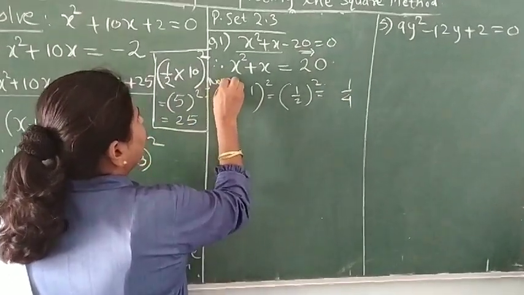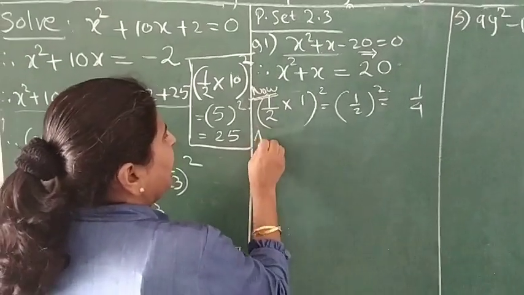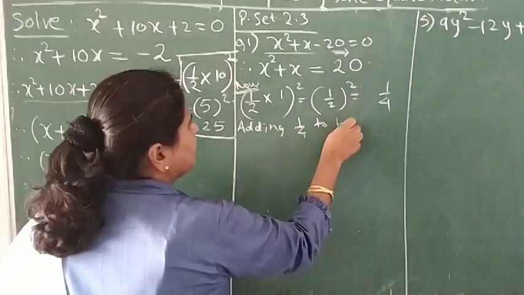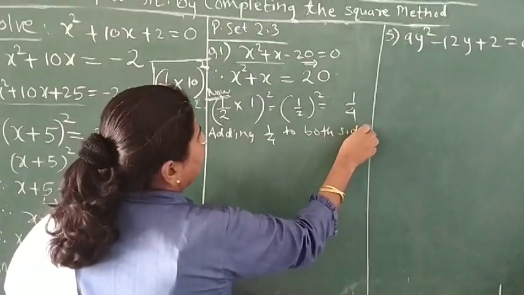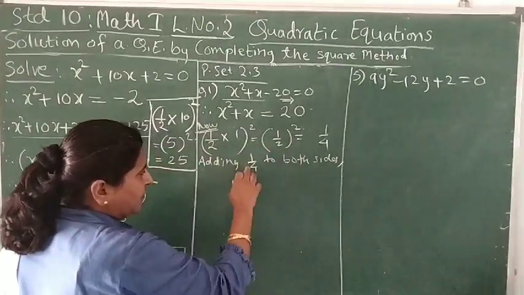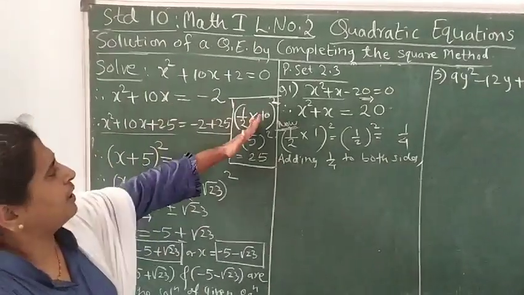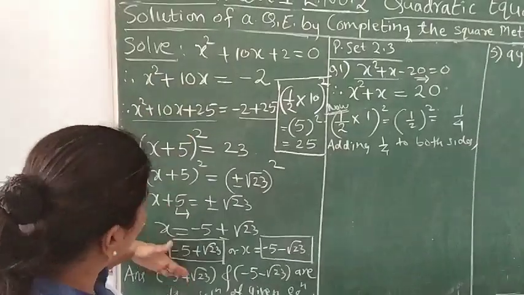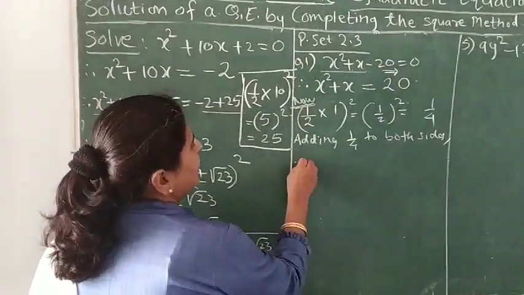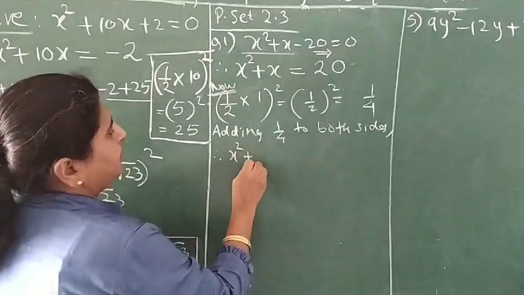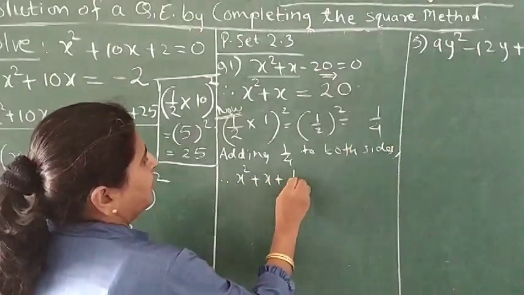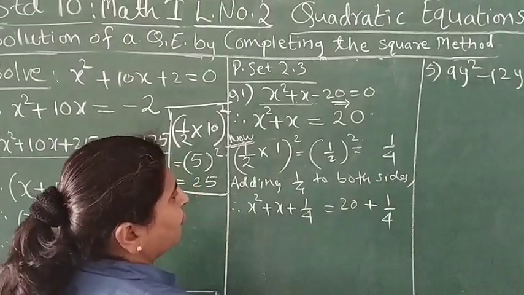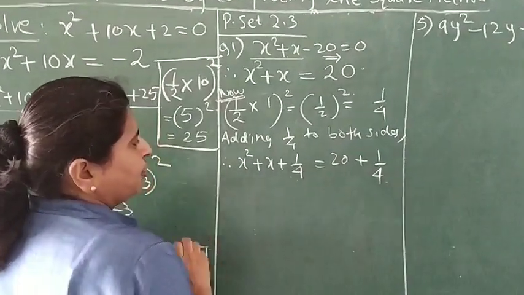You can write it something like this. And then you can write, adding 1 upon 4 to both sides. What do we get? If you are doing it here, you should write like this. If you are doing this calculation on the right side, you can have a separation line and then continue the equations. Now adding this, x square plus x plus 1 upon 4 is equal to 20 plus 1 upon 4. We have added 1 upon 4 to both sides.